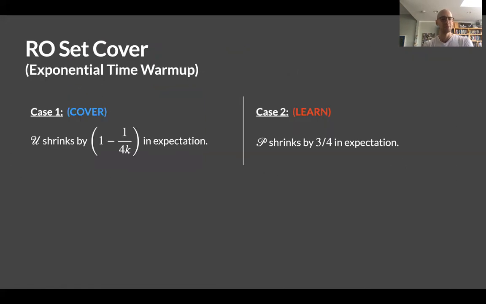So just to wrap up the analysis, I said that in case 1, which I'm suggestively calling a cover step, U shrinks by 1 minus 1/4K in expectation. In case 2, which I'm suggestively calling a learn step, P shrinks by 3/4 in expectation. And we're either in one case or the other. So the size of U is initially N. How many cover steps suffice until we're done? Something like K log N, right?